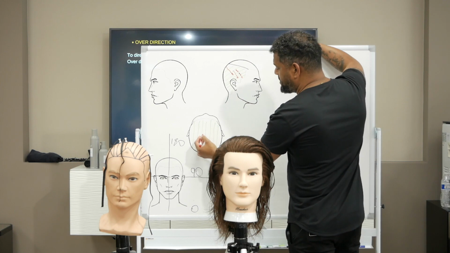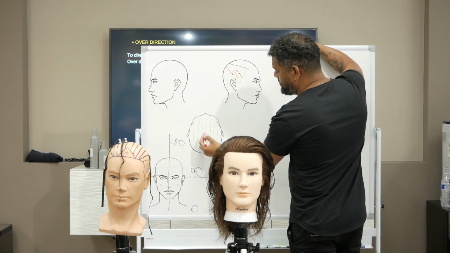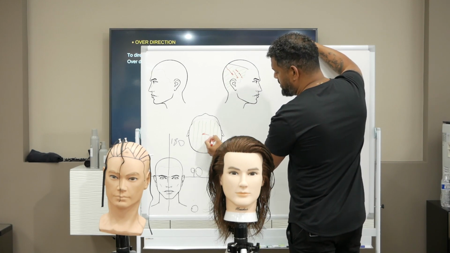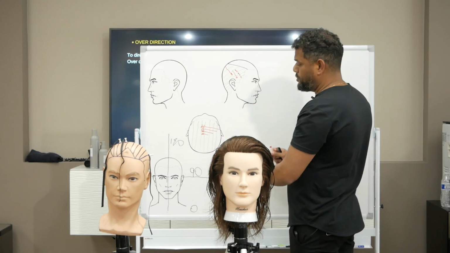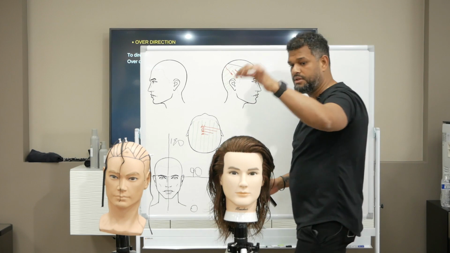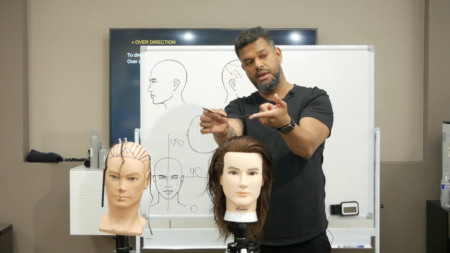I cut my first section, is this one, right? Once I cut my second, will come to my first. My third will come to my first. My fourth will come to my first. My fifth will come to my first. So all this hair on the corner will be much longer, and the shape will be triangular.